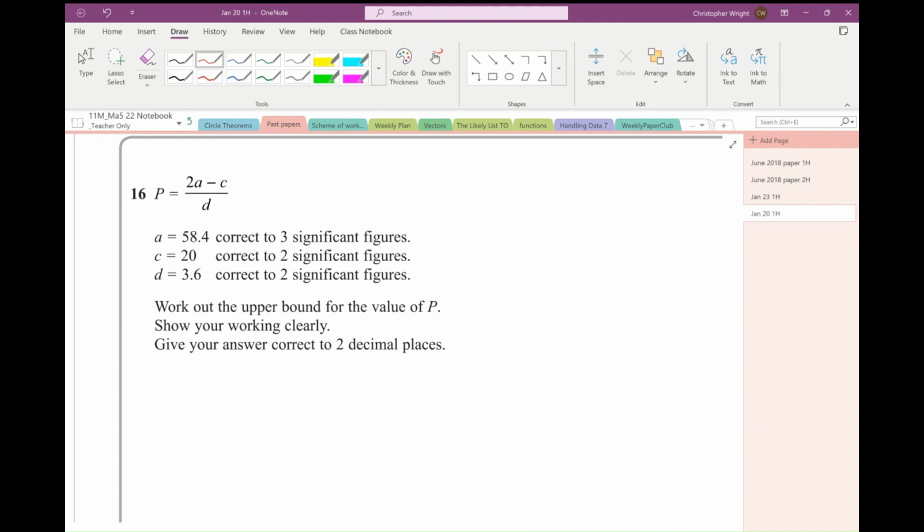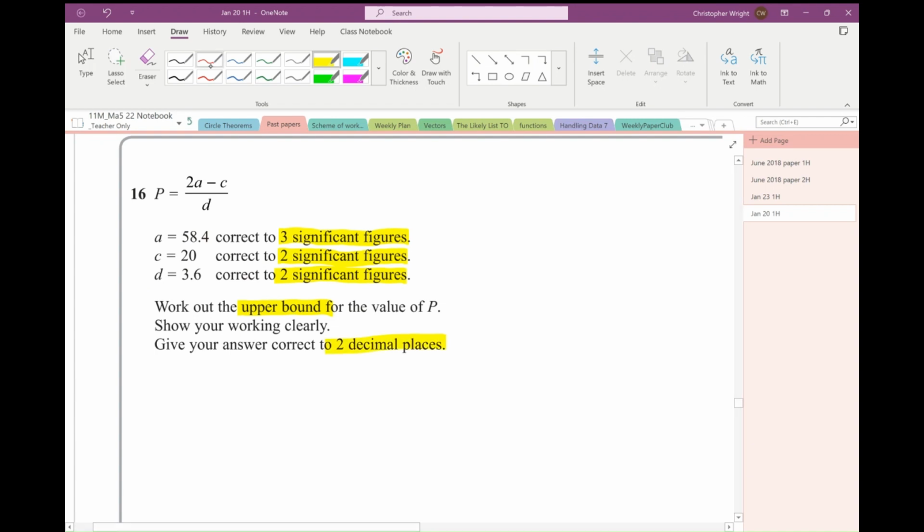Okay, question 16. I've got a formula that gives me an answer for P here. And it tells me that A is 58.4, correct to 3 significant figures. C is 20, correct to 2 significant figures. And D is 3.6, correct to 2 significant figures. Work out the upper bound of the value of P. Give your answer correct to 2 decimal places.